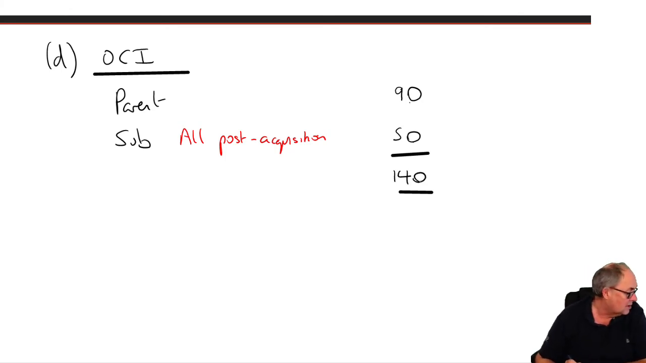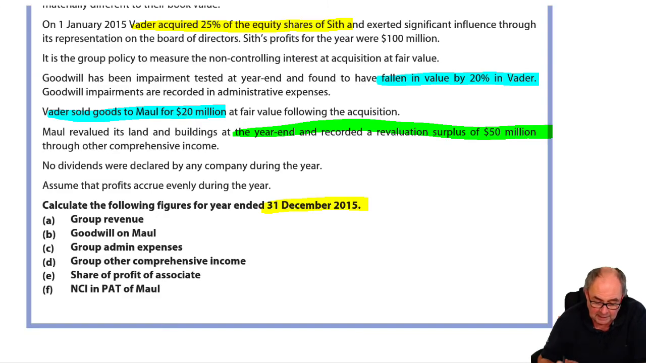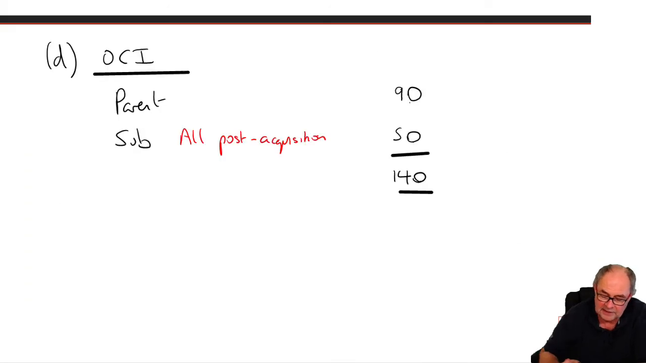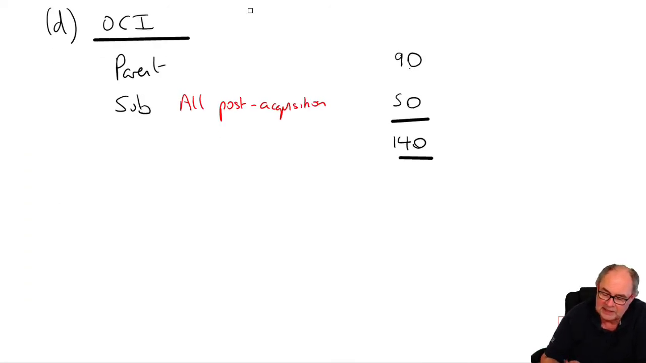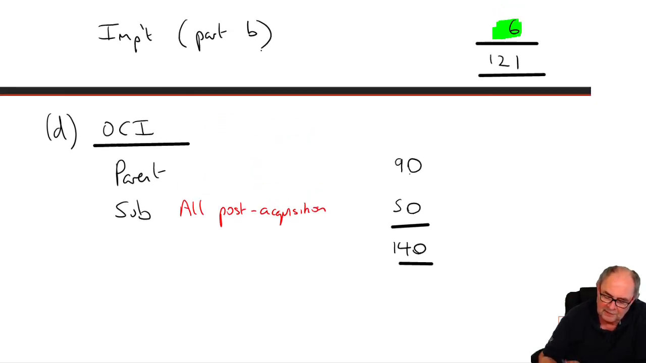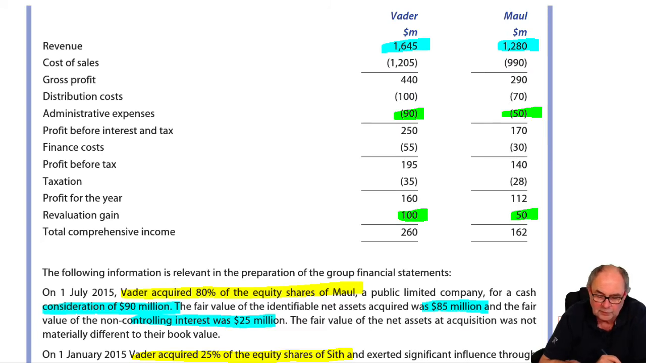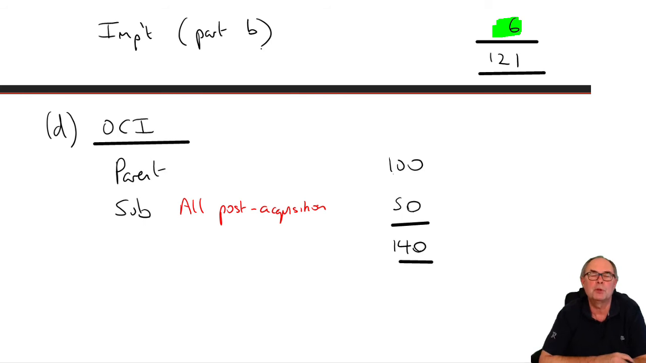So the OCI, have I put the right number for the parent? I haven't, have I? Good spot. The parent is actually 100, not 90. So I must have distracted myself. So there we are. That's better, isn't it? Oh, it doesn't want to cross itself out. Things always happen in threes, don't they? There we go. So once I fix this, the parent is 100 and the sub is 50. Let's see if we agree on that. 100. Yeah, sub, I've just assumed it was all post-acquisition.